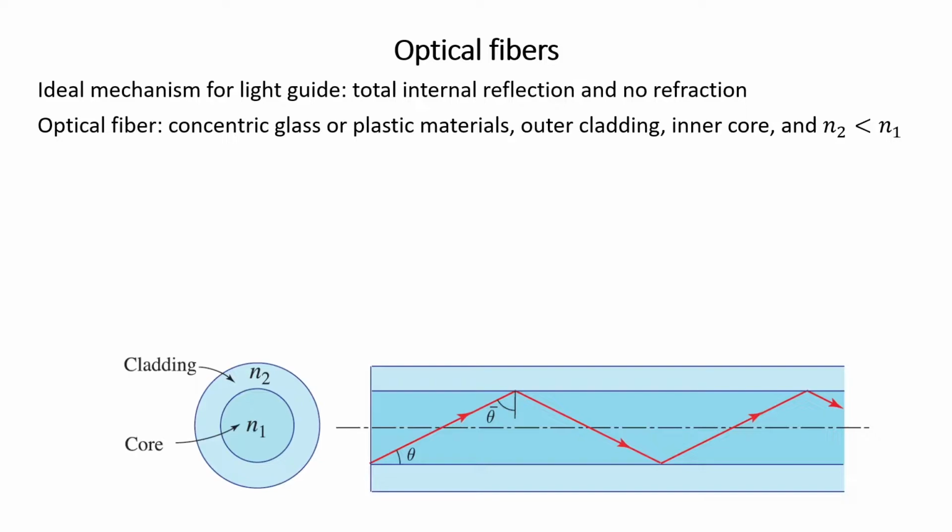Optical fibers are one of the most important devices we use in science and technology. The ideal mechanism for a light guide is total internal reflection without any refraction. The optical fiber includes concentric glass or plastic materials, outer cladding and inner core, as you see in the figure. And the refractive index N2 of the cladding must be less than that of the core.